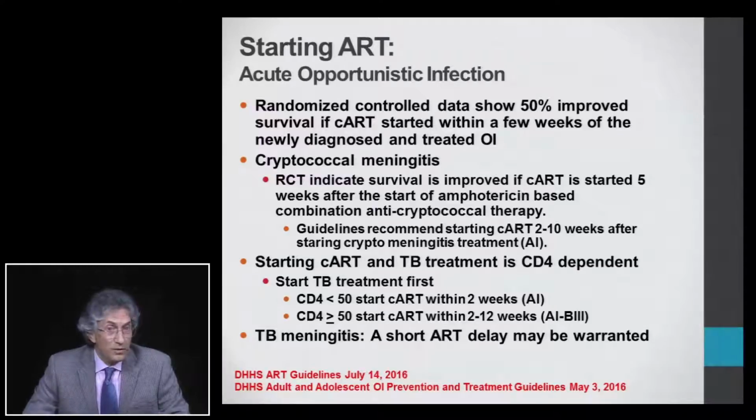One more issue about starting antiretroviral therapy, on the other end of the spectrum, looking at persons who have advanced disease: randomized controlled data show that there's also a 50% improved survival if antiretroviral therapy is started within a few weeks of a newly diagnosed and treated opportunistic infection. So as opposed to the first study, which looked at people who were healthy and had high CD4 counts, here we're looking at people who are hospitalized with an acute opportunistic infection, generally with quite low CD4 counts, but with newly diagnosed HIV in this setting.